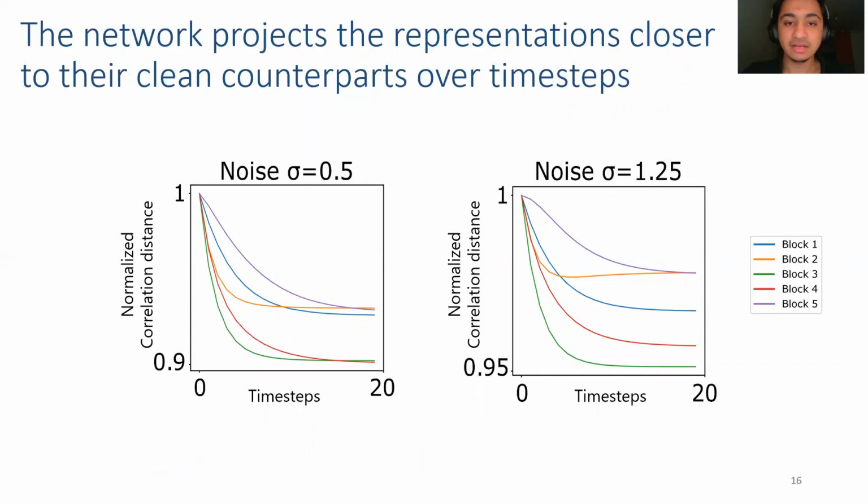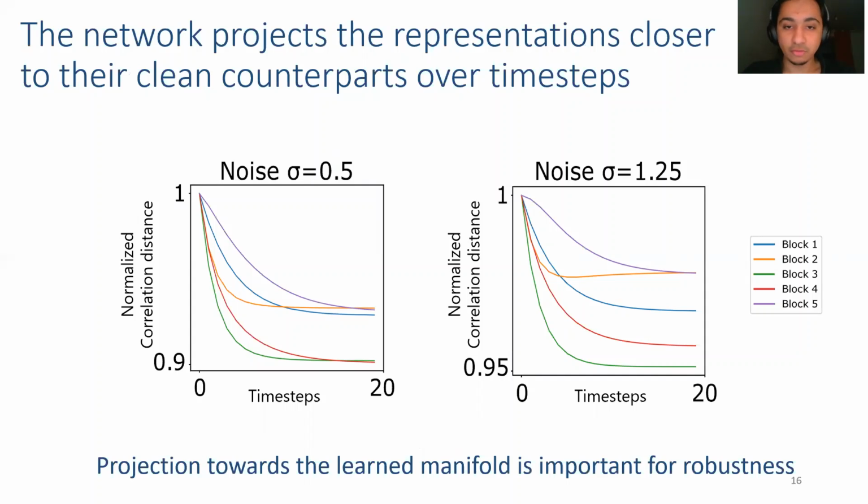That is, the network iteratively projects the noisy representations towards the clean ones. This is an important property for robustness because every time the model encounters a noisy representation, it will try to take it back towards the learned representation manifold.